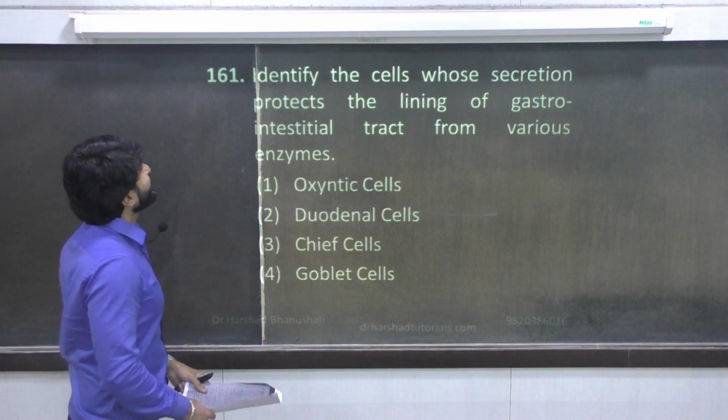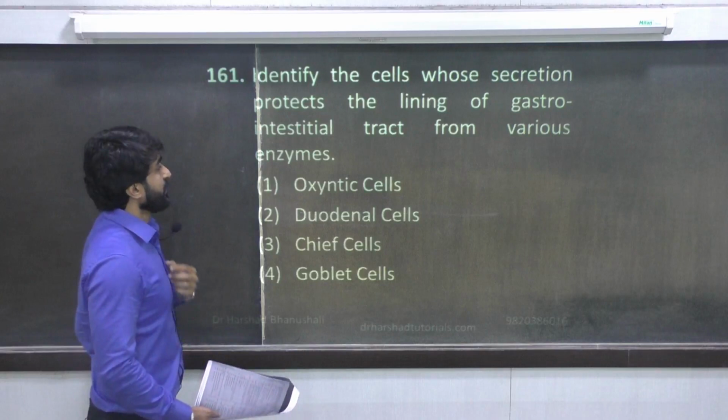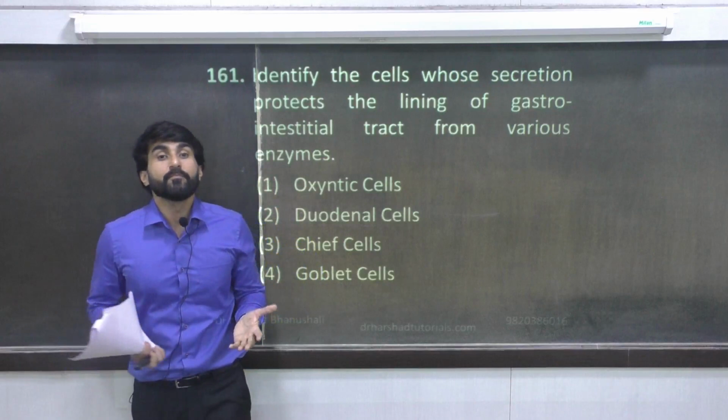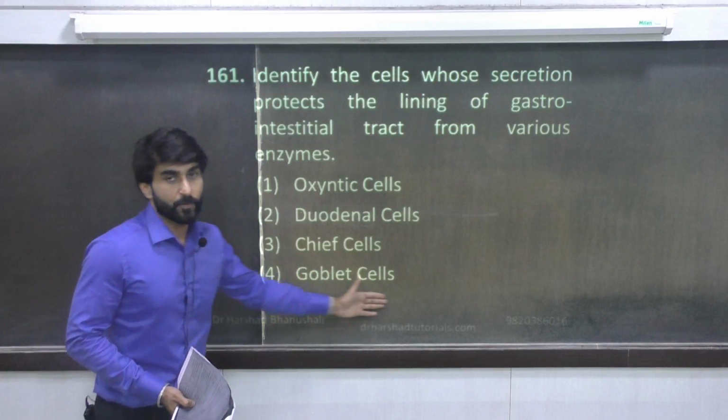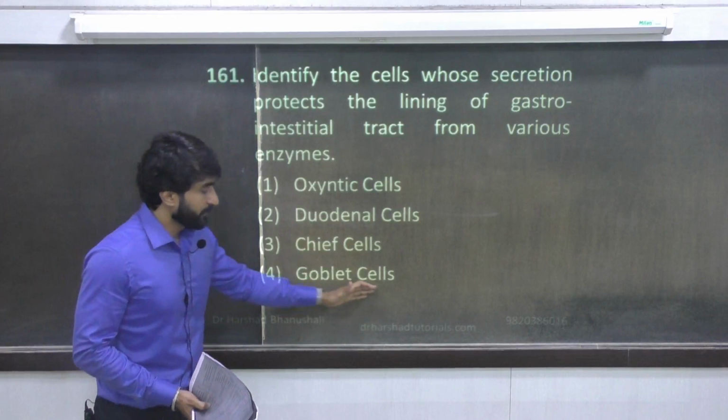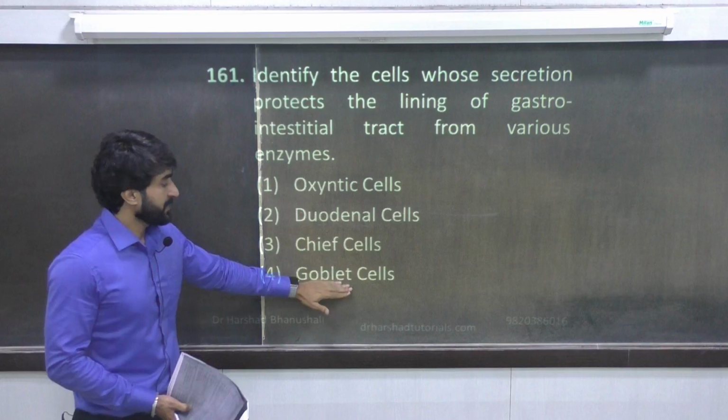161, identify the cells whose secretion protects the lining of the gastrointestinal tract from various enzymes. How is your gastrointestinal tract protected? It's protected by mucus. Which cells produce mucus? Goblet cells. Your option of goblet cells is here. So question number 161, mucus is produced by goblet cells, so goblet cells protect the lining. So 161, our answer would be statement 4, option 4.